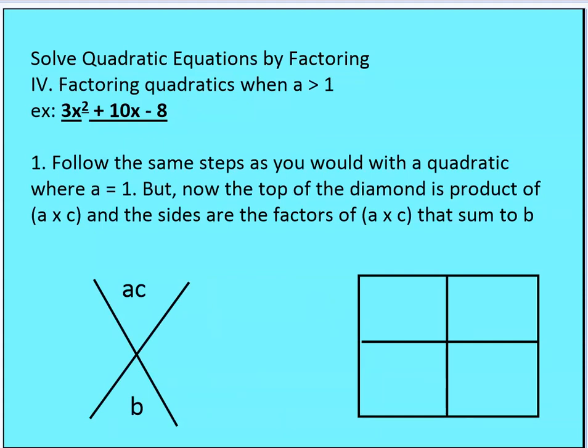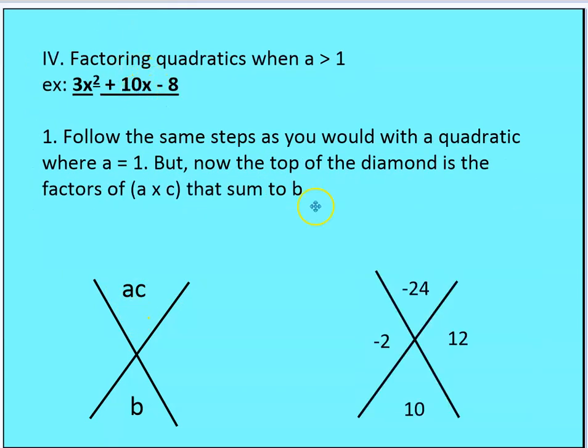All right, so let's do an example with a quadratic where this value a is greater than 1. I want to follow the same steps as you would with a quadratic where a is 1. But again, this top value here is a times c. So this is going to be negative 24. Bottom is going to be 10. And then the factors of negative 24 that add to 10 are going to be negative 2 and 12. So again, you're going to have to play around with this. I just go through each of the factors: 1 and 24, 2 and 12, 3 and 8, 4 and 6, etc. And then I match them up and I try to find that b value.